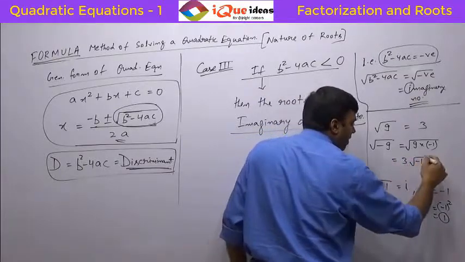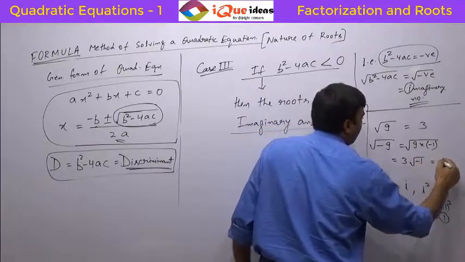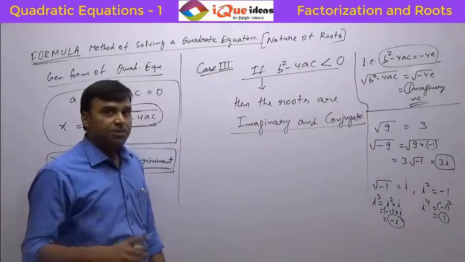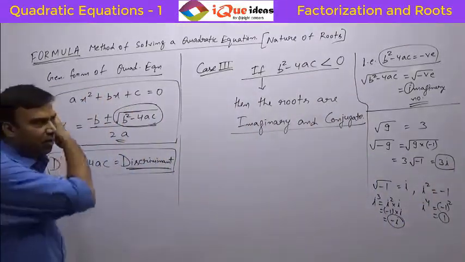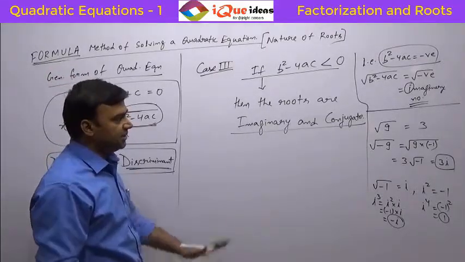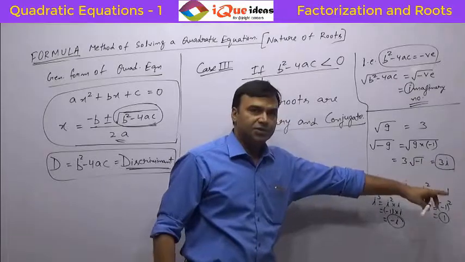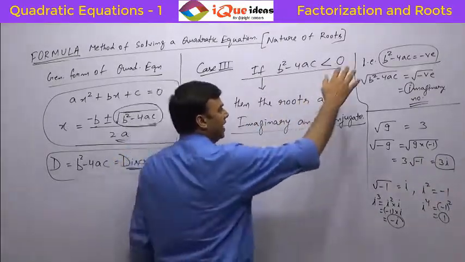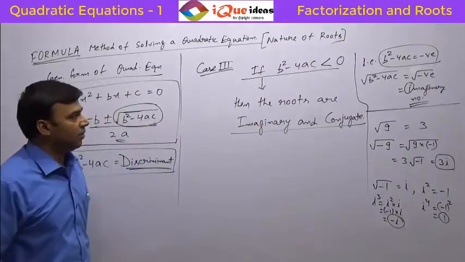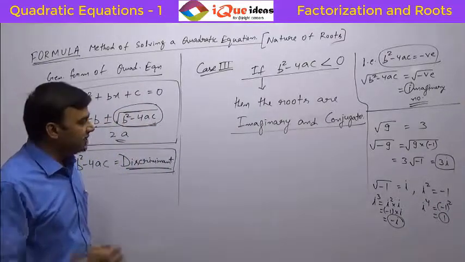Now 3 root of minus 1 can be written as 3i. Remember that i is an imaginary number, so it won't be useful for any kind of mathematical operations. It is not useful for any value assumption, but at least the presentation can be done as 3i. So whenever we get a square root of a negative number, we express it in terms of i or iota, as it is known in general. Let's take an example.